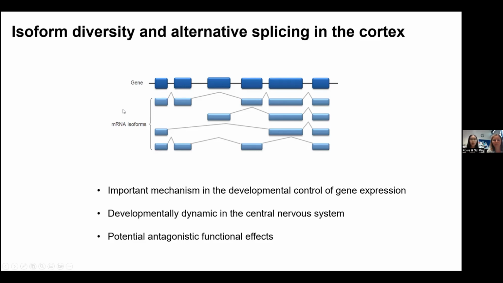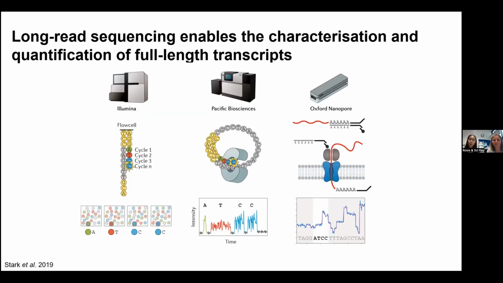And historically, alternative splicing or transcriptome profiling was performed using Illumina short-read RNA sequencing, where basically on a flow cell, through sequence by synthesis, wash and scan, you generate these very short 250 base pair reads.